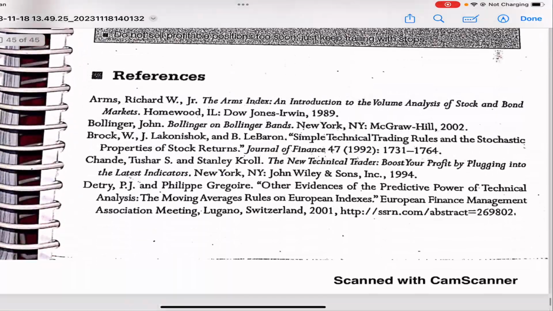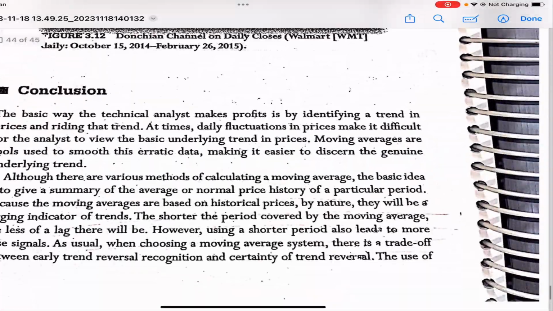So that's it with this chapter. We are done with this chapter. This was a considerably lengthy but simple chapter. So that's it about moving averages.